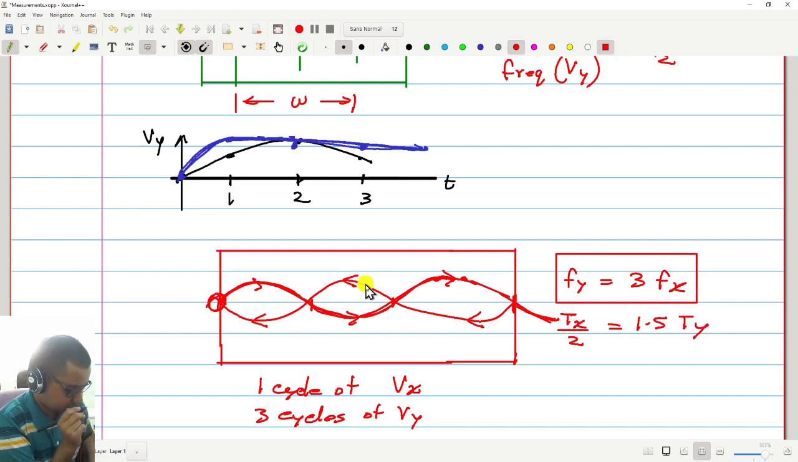Sir, if Vx is sinusoidal, then after one cycle, if we start from the left, should we not end at the left side as well? If Vx is sinusoidal and we start from the left, then after one cycle we will stop at the left, right? That's what we are doing.